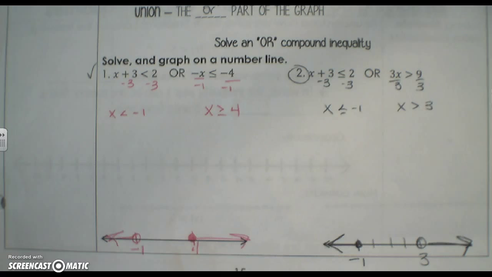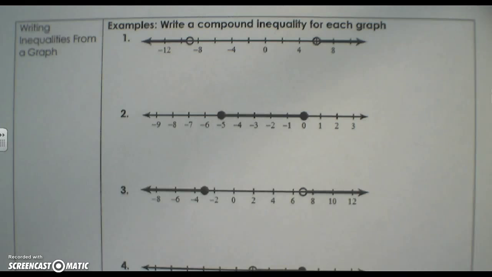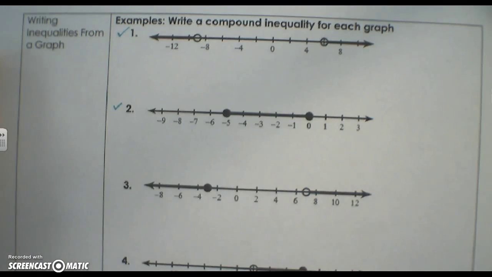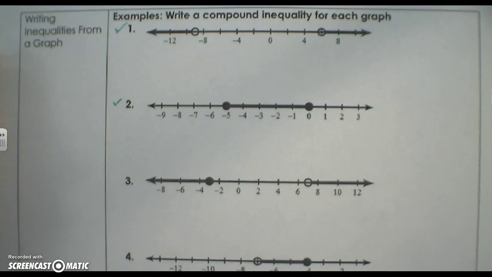All right, so go ahead and check number 2, both solving and the graphs, and see how you did. Pause if you need a little more time. And let's take a look at page 16, our last little section here for our day 1 video. We're going to do 1 and 2 together, and then I'm going to have you do 3 and 4 on your own. So we're going to go ahead and write these.